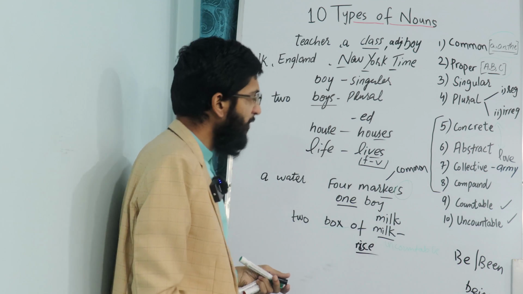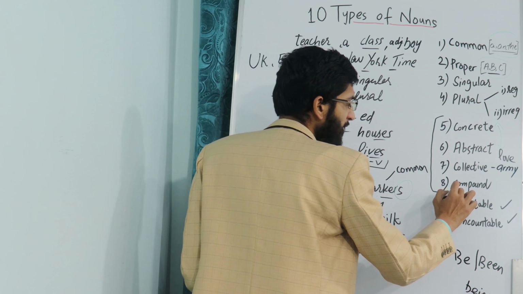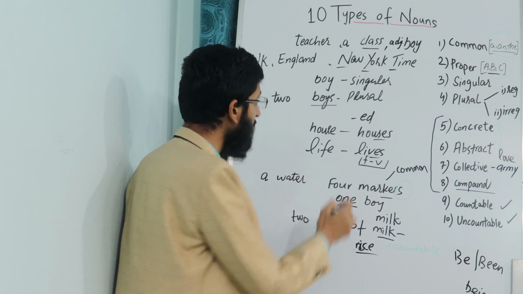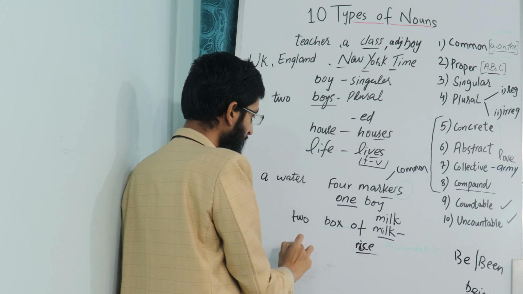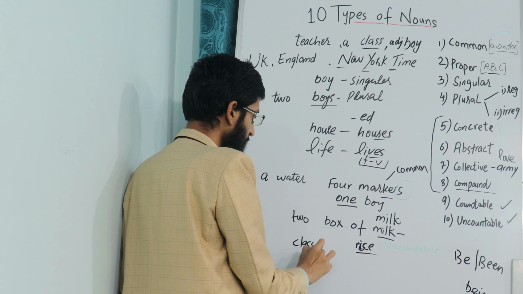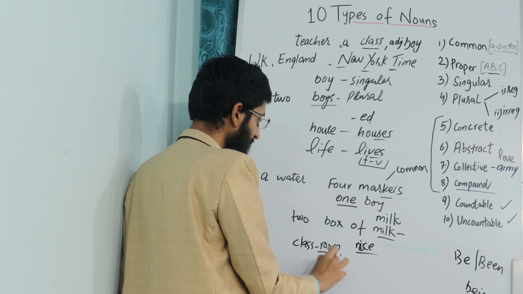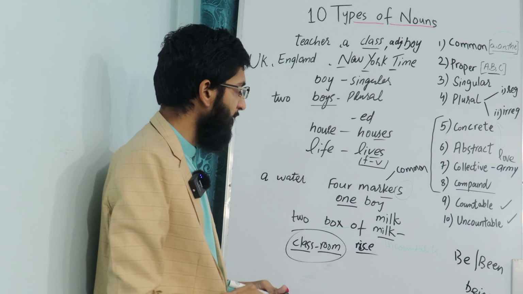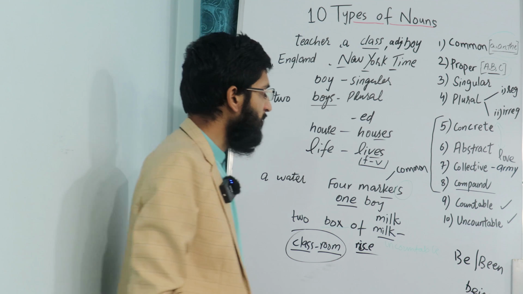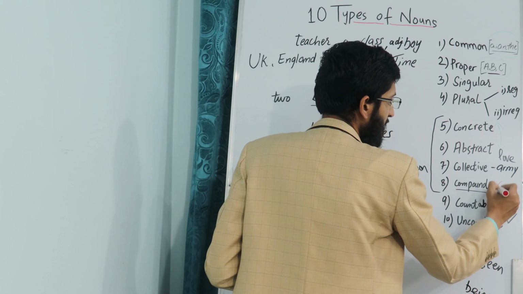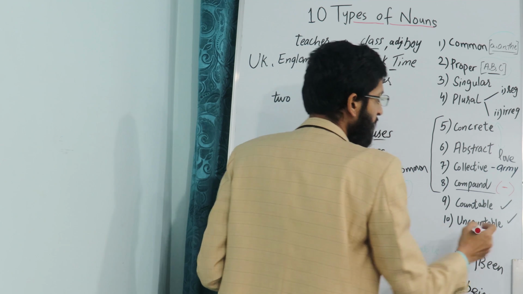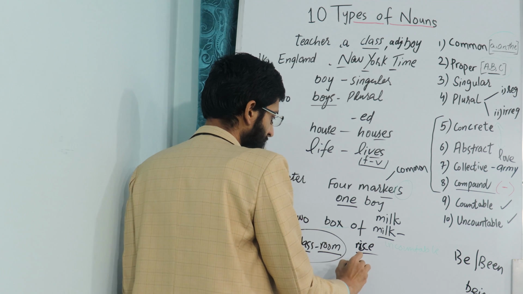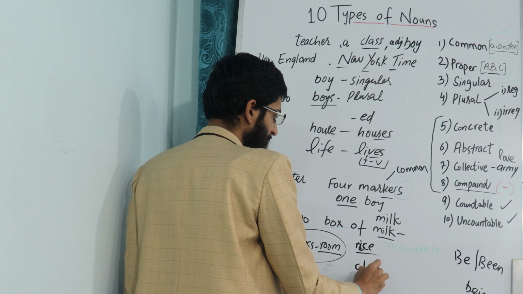So the next is compound. Compound, this one is very important. Compound nouns are actually those nouns which contain two nouns inside. For example, the word I have written, class. If I say classroom, this room is a noun, this class is a noun, this whole is a compound noun. How easy is that? Compound nouns can be written with the help of hyphen or even without hyphen. For example, the same word classroom can be written as class-room.